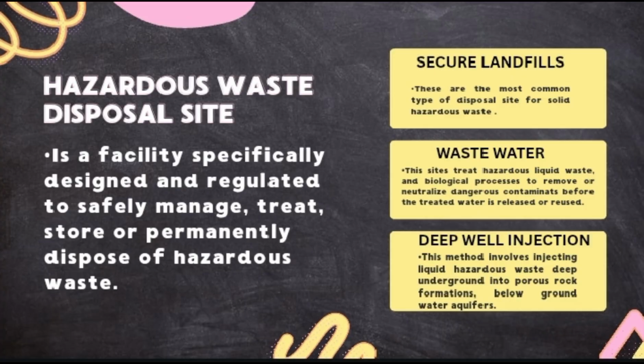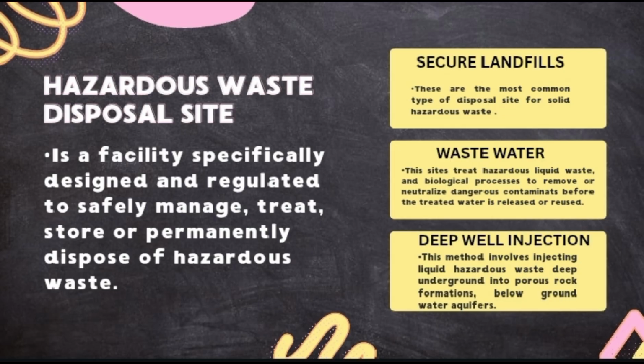Hazardous waste disposal site. A hazardous waste disposal site is a special place where dangerous waste like chemicals, batteries, or toxic materials are safely collected, treated, and stored. Its purpose is to prevent harmful substances from polluting the environment or harming people. These sites follow strict safety rules to make sure the waste does not leak into the air, water, or soil. There are three main types of hazardous waste disposal sites.